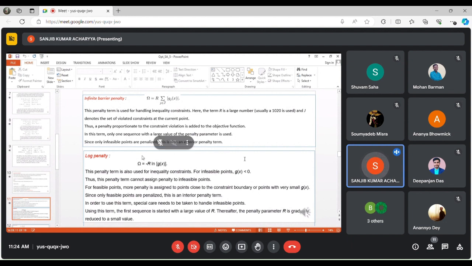Suppose g(x) greater than or equal to 0 is the constraint. We do not give any value for a negative argument, because ln of a negative value is meaningless. So it will not penalize infeasible points. It will penalize only feasible points. Do you agree or not?